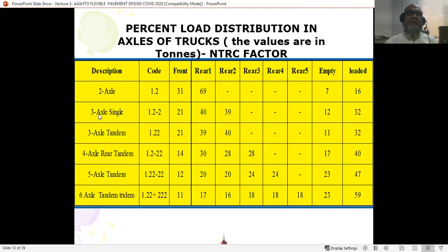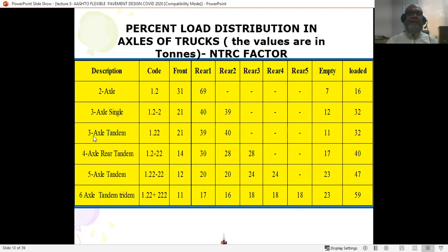Now, if it is a 3-axle single, meaning each of them is a single axle: the first one, the steering axle, will take 21% of the load, the drive axle will take 40% of the load, and the trailer axle will get 39%. This dash denotes that this is a trailer unit truck. The empty load is generally 12 tons and the average load found in Pakistan is 32 tons.